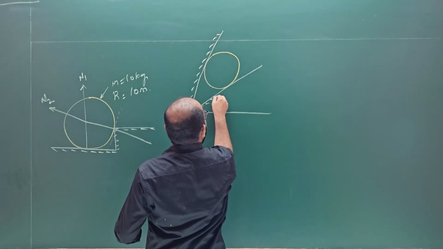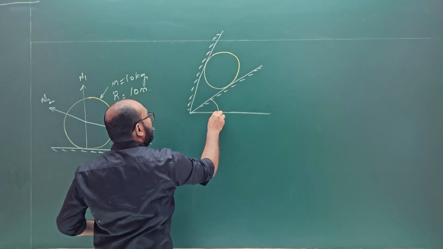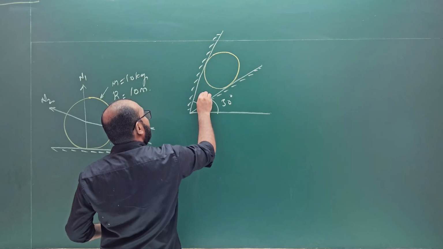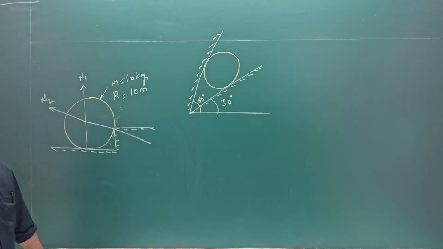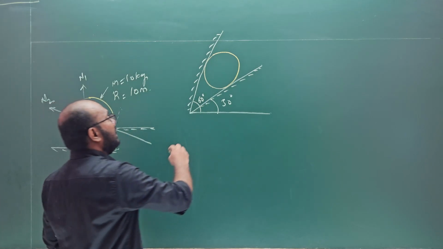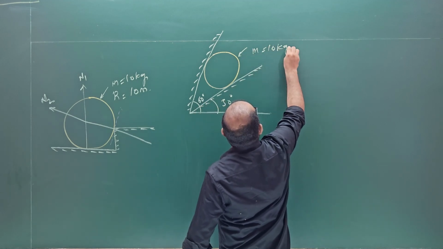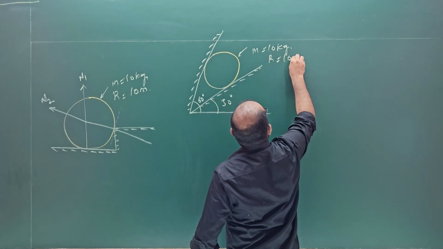This is one surface, this is the other surface. This surface is making 30 degree and this surface is making over here 60 degree. Okay, and given that the mass of this one again is, let's say, 10 kg and radius is also 10 meter.